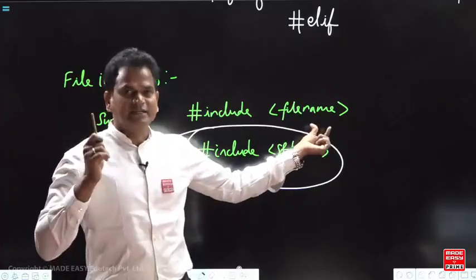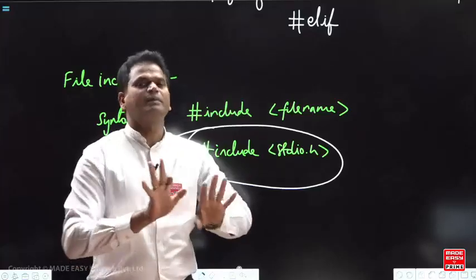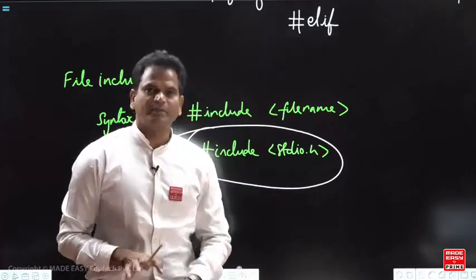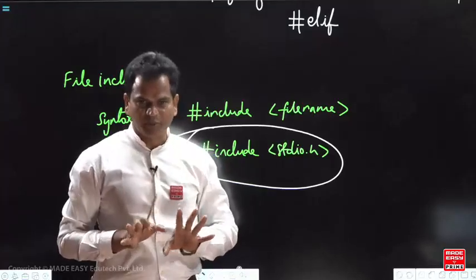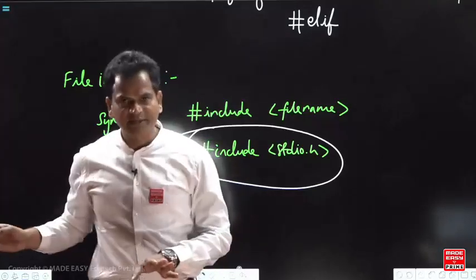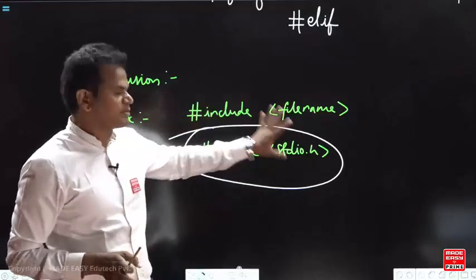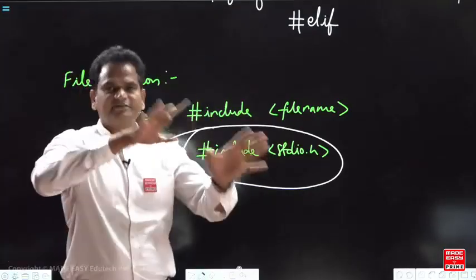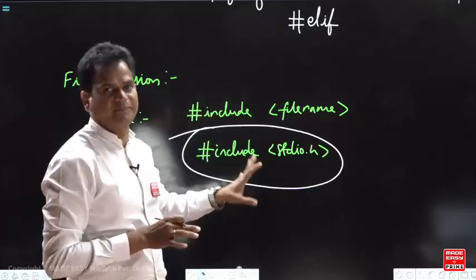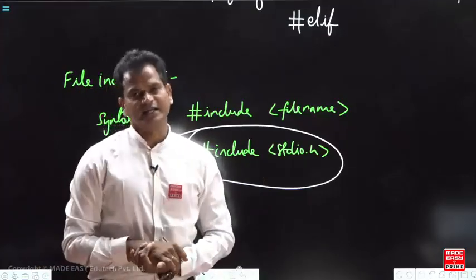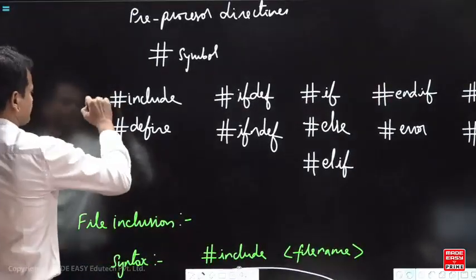Okay, I repeat, the preprocessing will be done before compilation. Whatever the hash include statements are there in the program, all those will be removed. In that place, whatever the code exists in the library for that file name will be placed in the program at the specified location. This is called file inclusion. So this is about hash include.